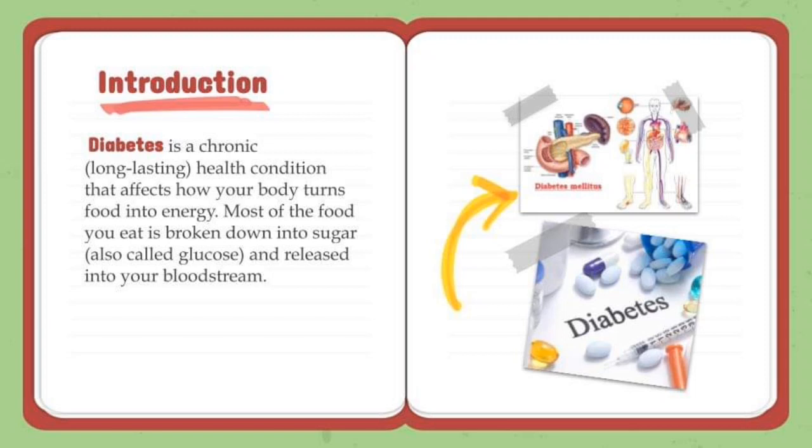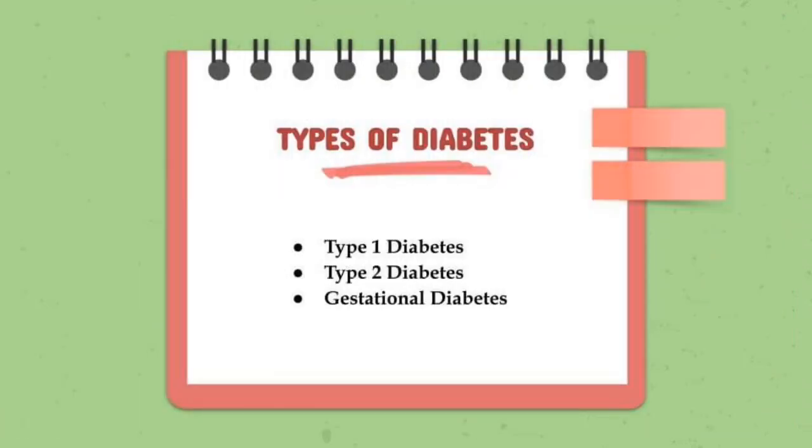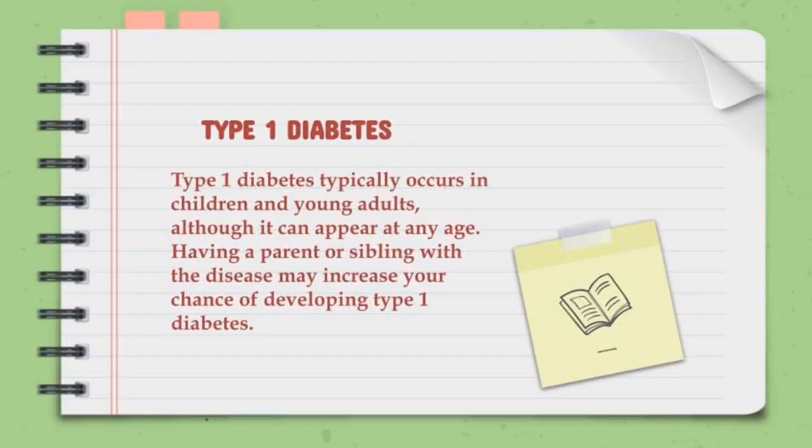Sometimes, people call diabetes a touch of sugar or borderline diabetes. This term suggests that someone doesn't really have diabetes or has a less serious case, but every case of diabetes is serious. The three main types of diabetes are type 1 diabetes, type 2 diabetes, and gestational diabetes.